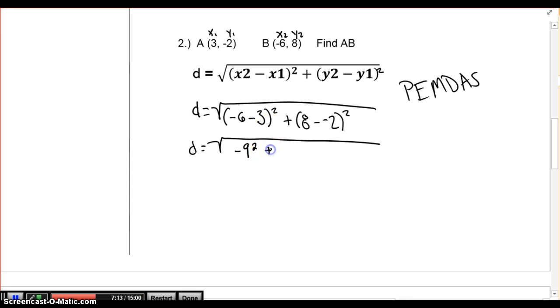You're going to add that with 8 minus -2. Well, anytime you minus a negative, that becomes basically an addition problem. So really what you're looking at here is 8 plus 2. That's 10, or 10 squared.